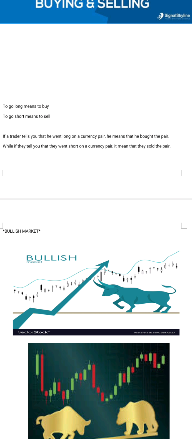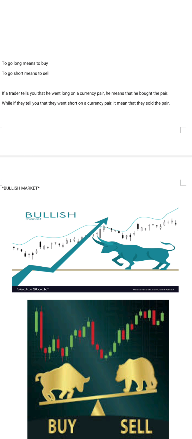Right? Then when we talk about a bullish market, it means that the market is buying. The price of either a commodity or a stock or a currency is going up. Like if you can see from this image, when we say bullish, the price went up. This bull here tells us that the price went up, and that's what we mean by a bullish market.